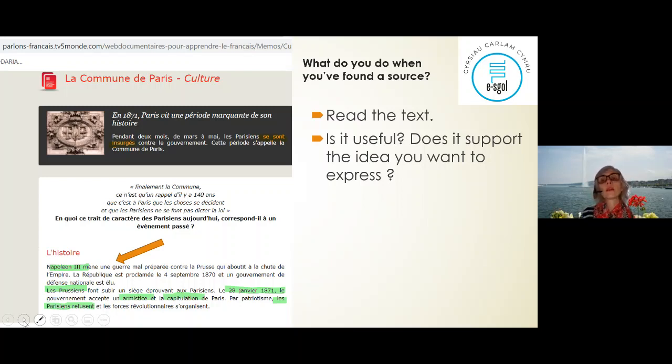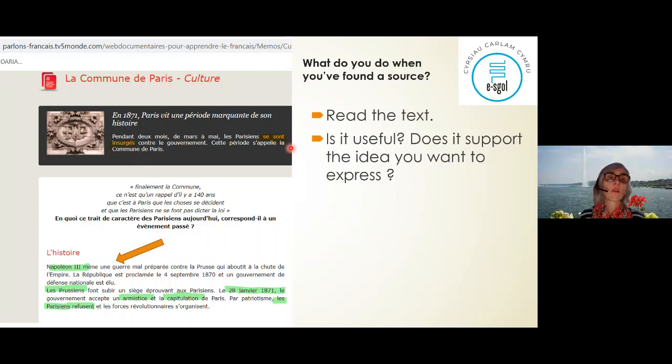So is it useful? Does it also support the idea you want to express? Okay, so we pretend yes, it does. So what you have to do now is look at the vocab in that document. Not the vocab which is difficult.